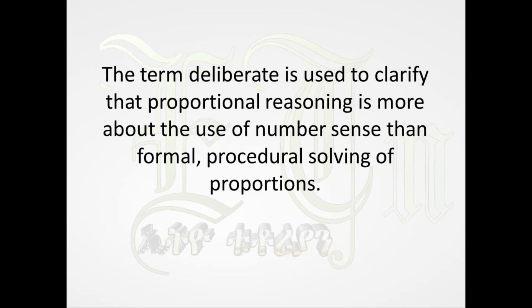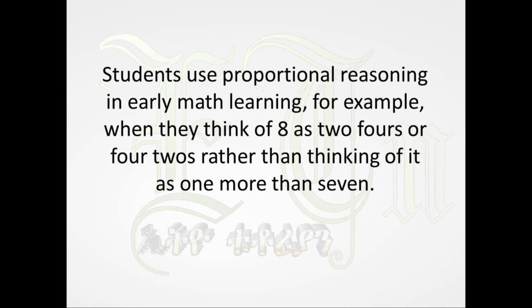The term deliberate is used to clarify that proportional reasoning is more about the use of number sense than formal, procedural solving of proportions. Students use proportional reasoning in early math learning, for example, when they think of it as 2 4s or 4 2s, rather than thinking of it as 1 more than 7.